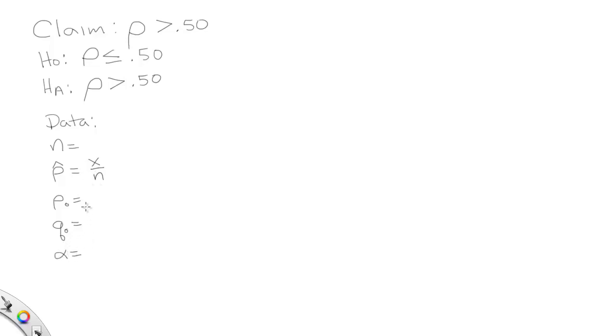Now, we can fill in P naught. That just comes from H0, has the same subscript, right? So H sub 0, that'll give you 0.50. We'll have the same for Q naught because that's 1 minus P naught. So that's going to be 0.50 for this value as well. Remember, these two have to add up to 100%. Now, for the N and alpha and P hat, we're going to go to the data in the problem itself.